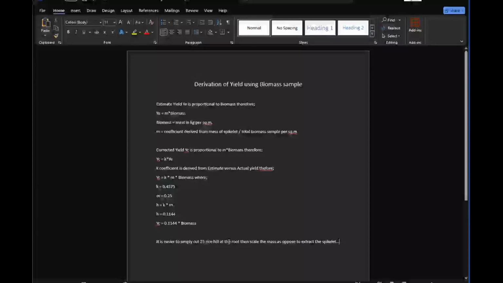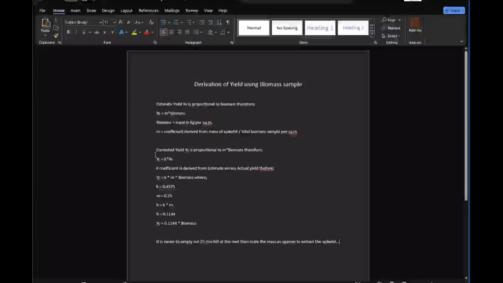Now I've realized that's just too much work. Cut the hill, weigh the hill, and then afterwards remove the spikelet from the hill. It's just way too much work. So I thought to myself, well, I know that there's a relationship with the previous yield estimate. So I just simply thought about the connection and how they could work together to give me a much easier time to extract spikelet. So basically I just simply got too lazy.